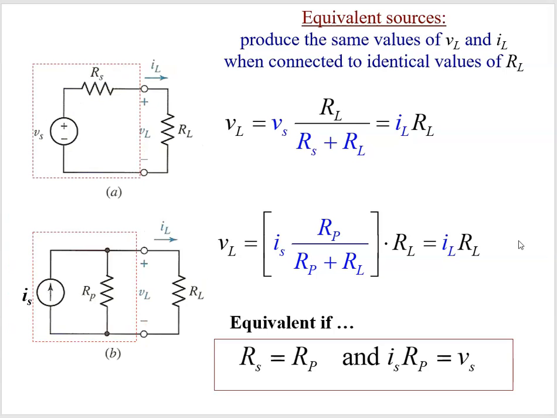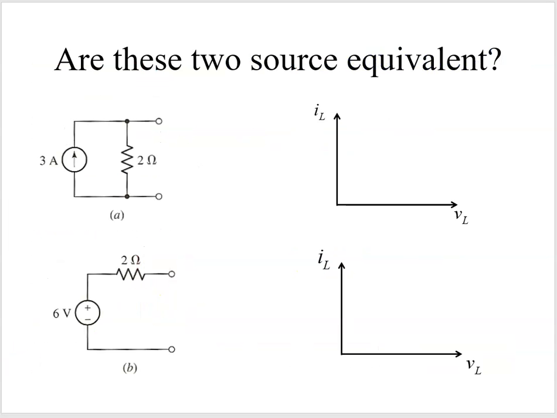So we want those to be the same, so they're going to be equivalent if RS is equal to RP. Here we have RS and here we have RP. If RS is equal to RP, and if IS times RP is equal to VS, here we have IS times RP, and here we just have VS. So if those two are equivalent, RS equal to RP and IS times RP equal to VS, then we have equivalent sources, and from the perspective of the load, we'll get the same output voltage and same output current delivered to it.